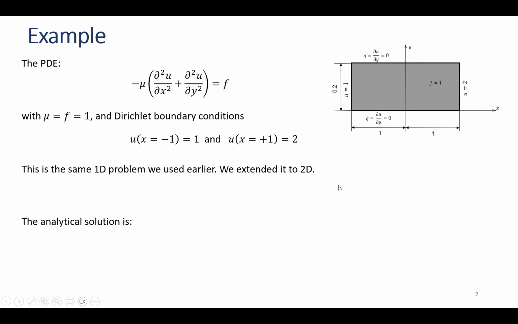Again, like we had the unitary solution, this is the solution. The solution only varies in the x direction, it doesn't vary in the y direction, but it's okay. This is a simple enough problem, which is sufficient to understand how to solve a 2D problem using the finite element method.